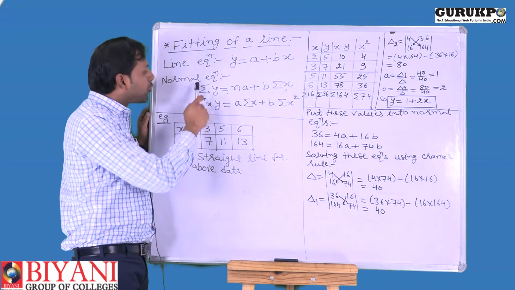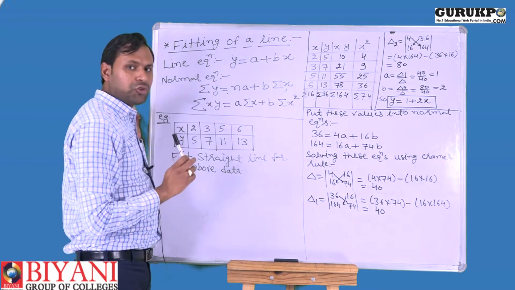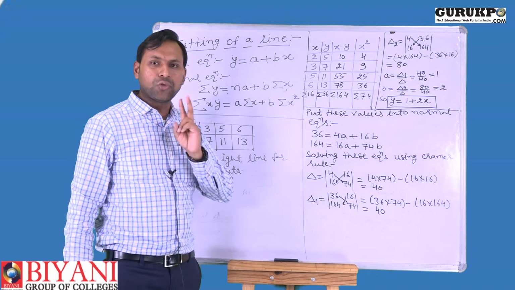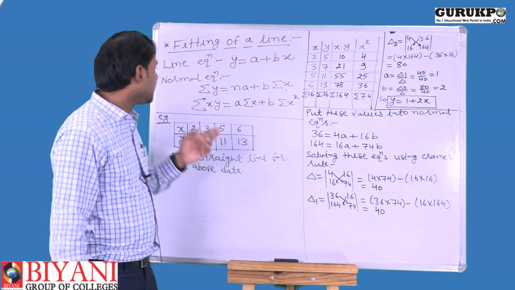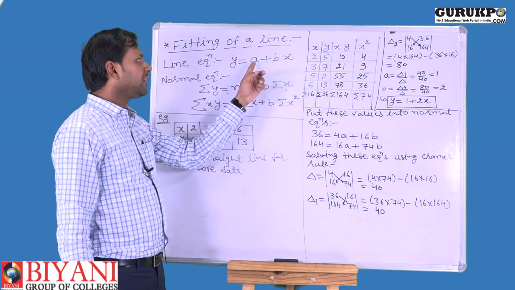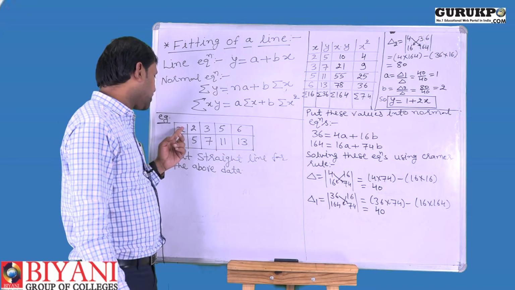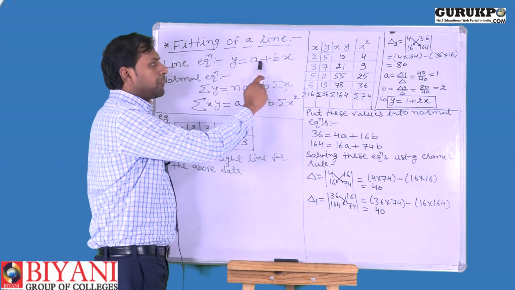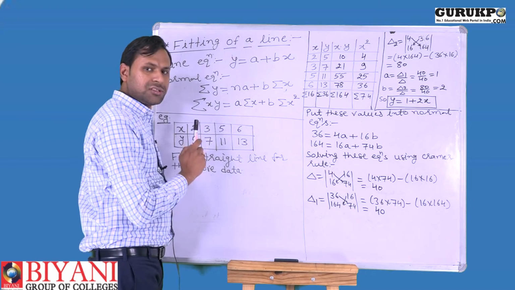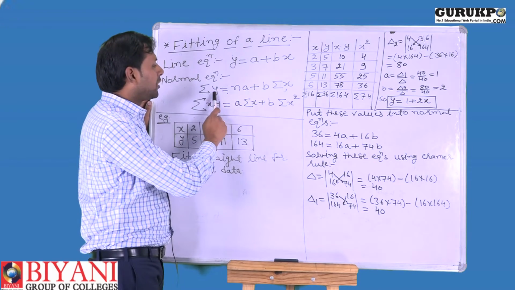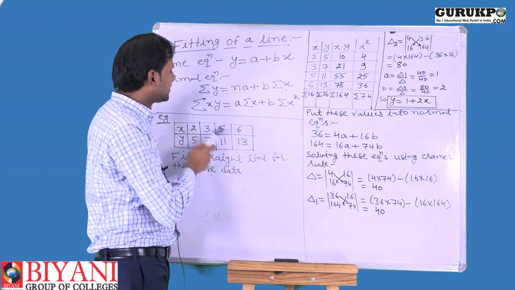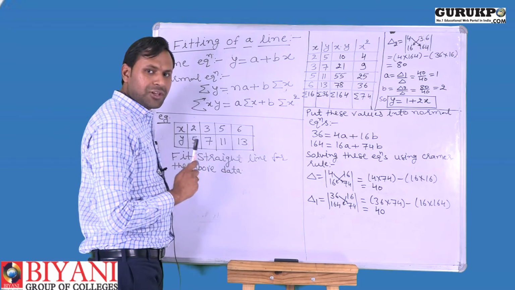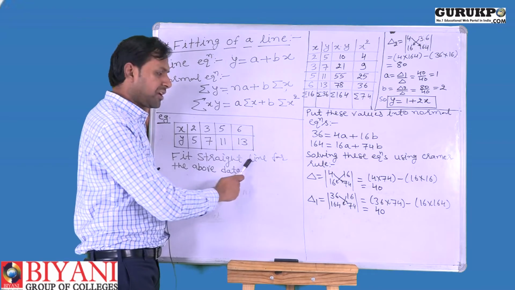For this, we use normal equations. We have to identify two unknown variables a and b. To identify two values, we need two equations. These are the two normal equations to find a and b on the basis of the given values of x and y. The y is equal to a plus bx is our line equation. For this, the normal equations are sigma y is equal to na plus b sigma x, and sigma xy is equal to a sigma x plus b sigma x square. We will use these equations to fit a straight line.